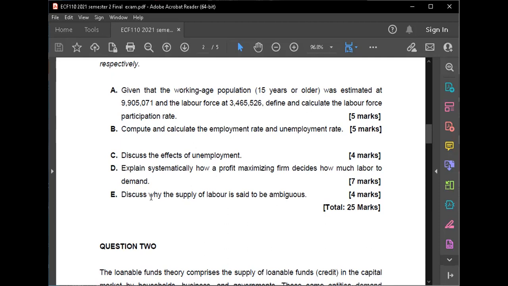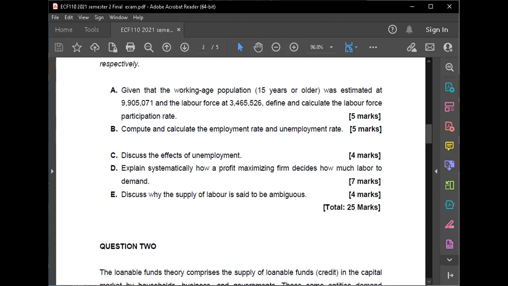But we have D, which says explain systematically how a profit maximizing firm decides how much labor to employ, the labor demand. I don't know how they put this one here, because I think you guys didn't do labor, and for this one, it's a microeconomics question. But I'll see how best I can put it in terms of macro.